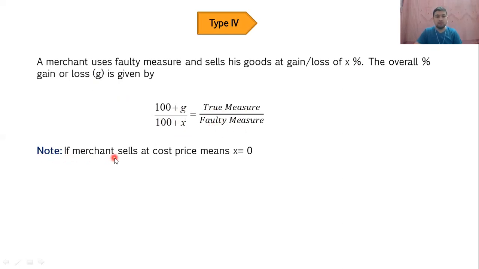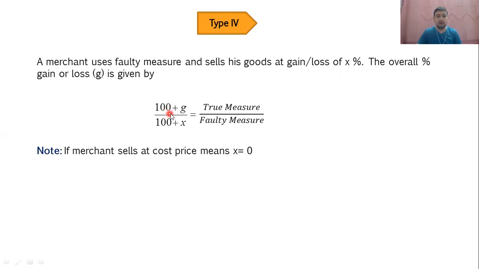And note that if a merchant sells at cost price, will there be any gain or loss to the merchant? No. Why? Because SP is equal to CP in that case. That means x will be what? There will be no gain or no loss. So x will be equal to 0.